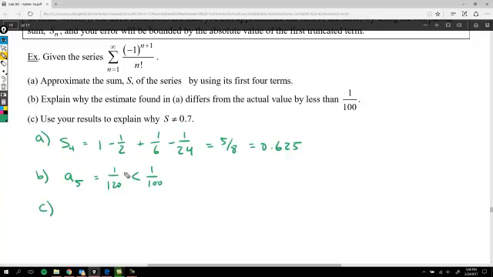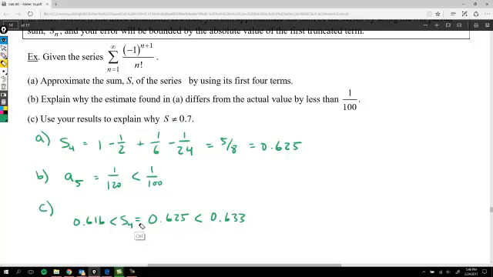For part C, they want me to use this to explain why my sum can never equal 0.7. Well, my approximation, S sub 4, equals 0.625. Now if my maximum error is 1 over 120, if I add that to get an upper bound, I get 0.633. If I subtract that to get a lower bound, I get 0.616. So I know that my sum has to be somewhere between 0.616 and 0.633.